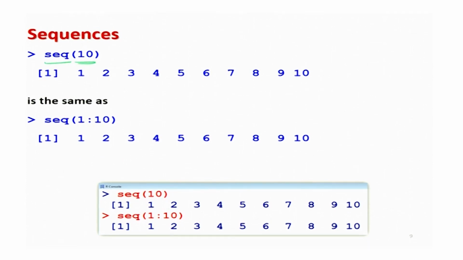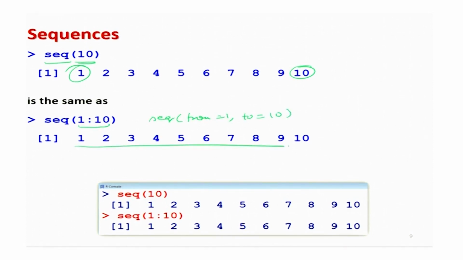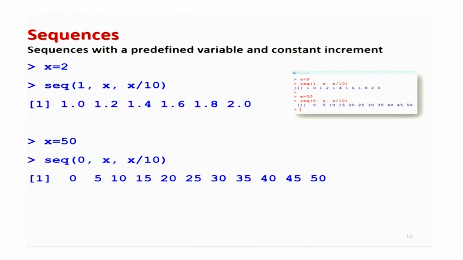So this is going to give you a sequence which is beginning at 1 and ending at 10, and this is the same as if you write down the sequence here 1 colon 10, or sequence from equal to 1 to equal to 10 like this. So they are going to give you the same result. I just wanted to show you what happens, so that if you are trying to use it somewhere, you know what the outcome is going to be.